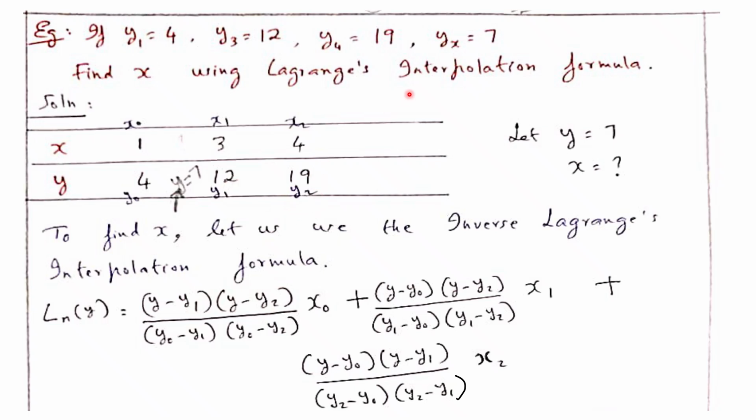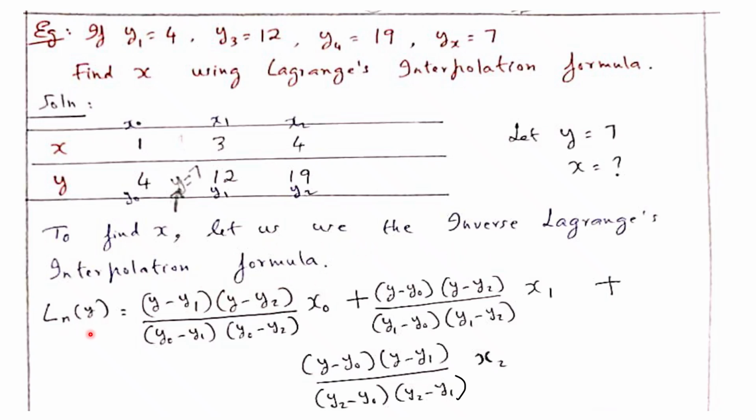Okay, and you see yx is equal to 7. That means what is that? That comes under y. So y is equal to 7. So corresponding to that 7, what is the x value? This is what we have to calculate. So it's exactly opposite to the previous formula, previous problem that we have solved. So to find x, let us use the inverse Lagrange's interpolation formula.